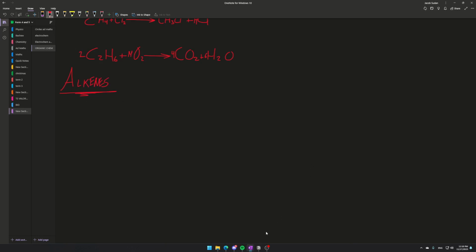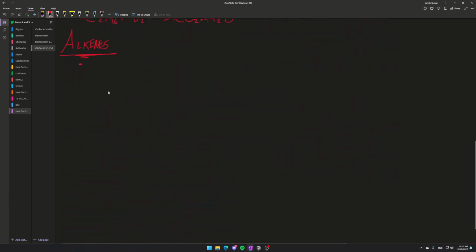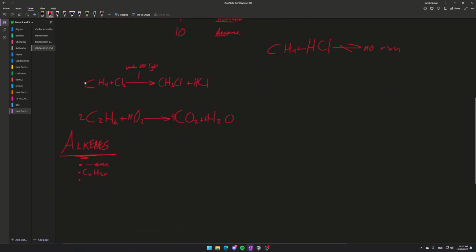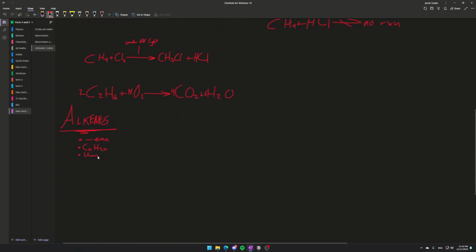Alkenes. The difference with alkenes is, well, let's go over some of the characteristics. It ends in the ene suffix. The general formula is CnH2n. It is unsaturated, and there is a double bond present. A double bond present, not two, one double bond.